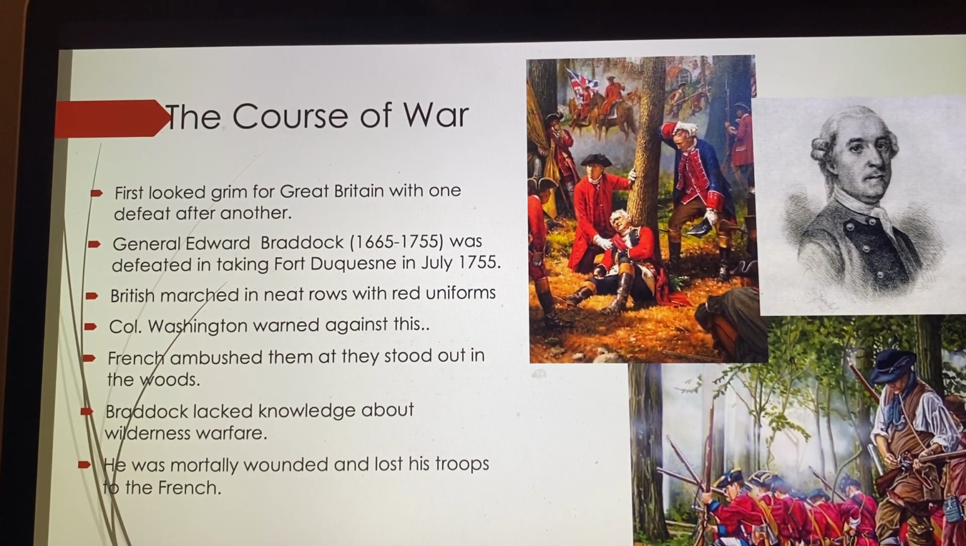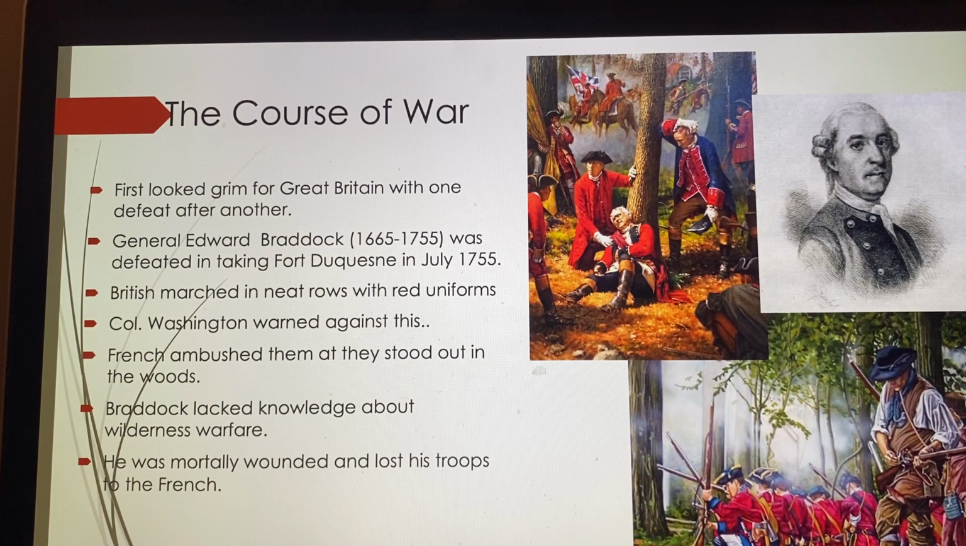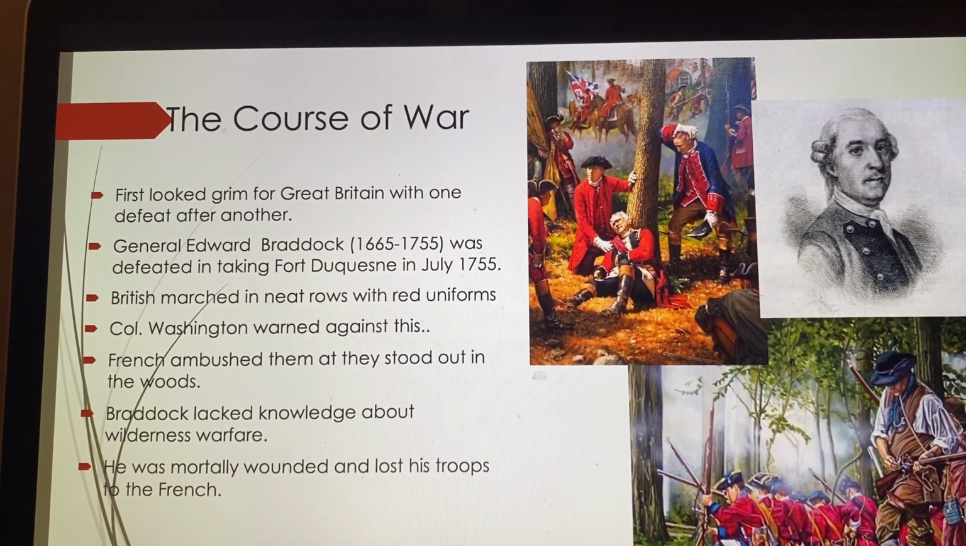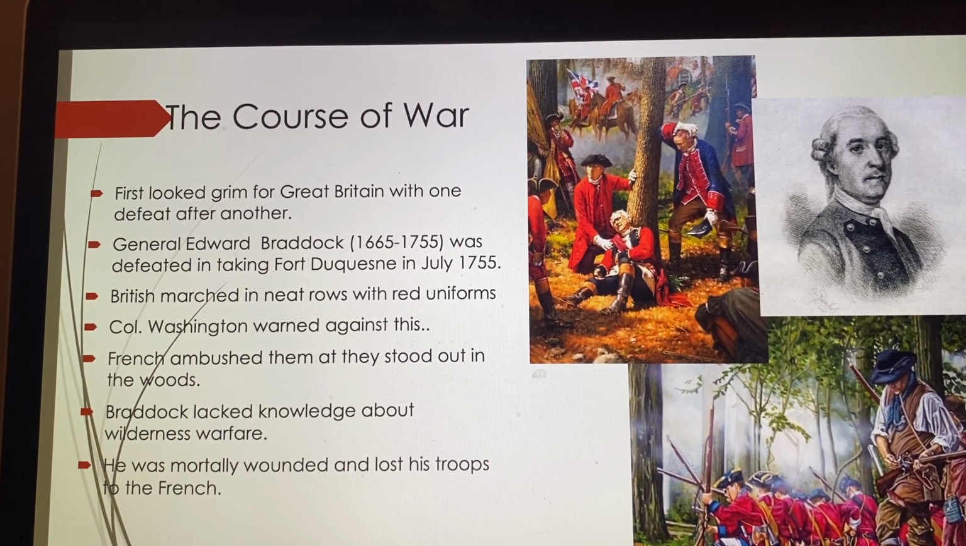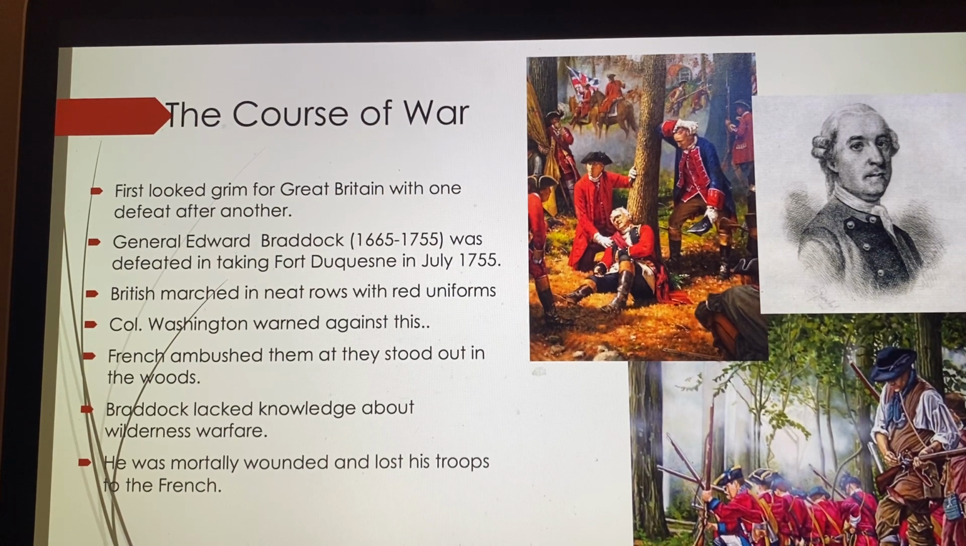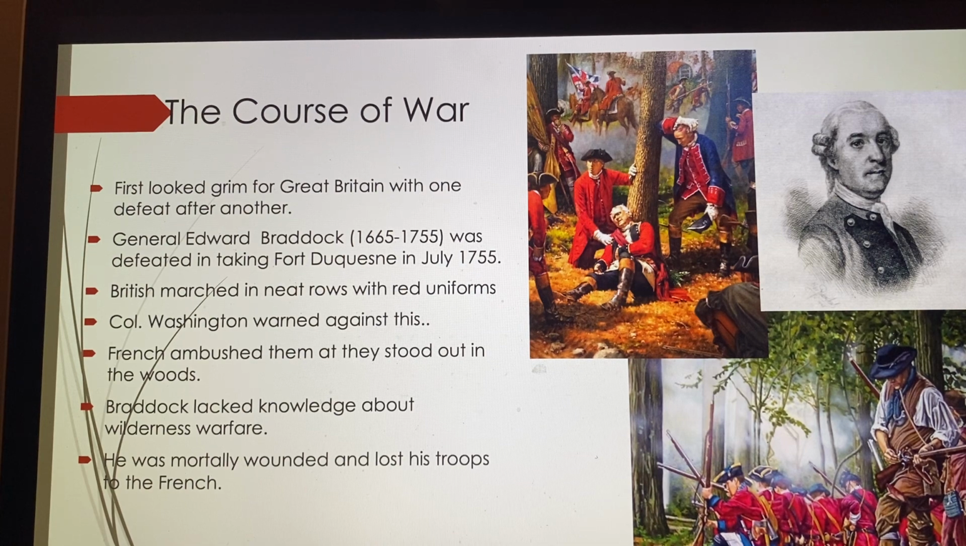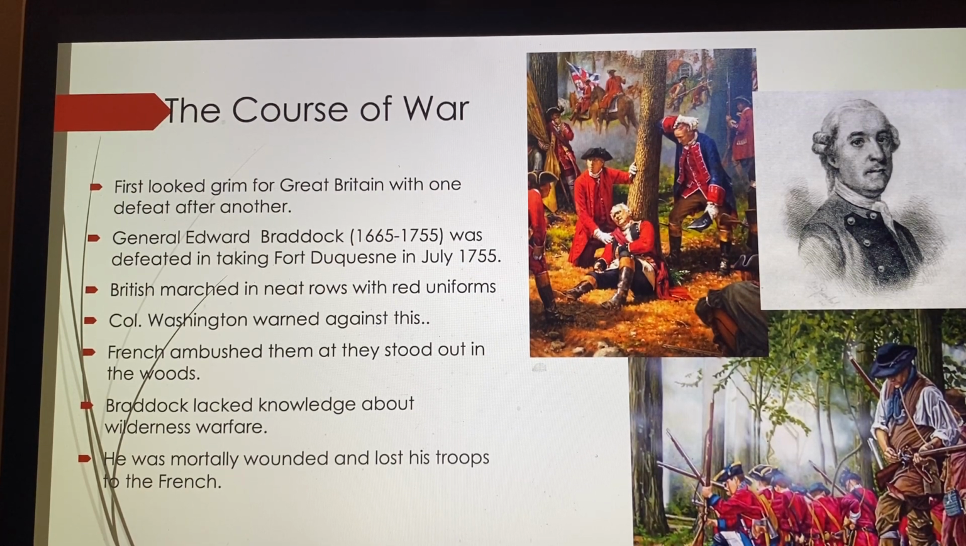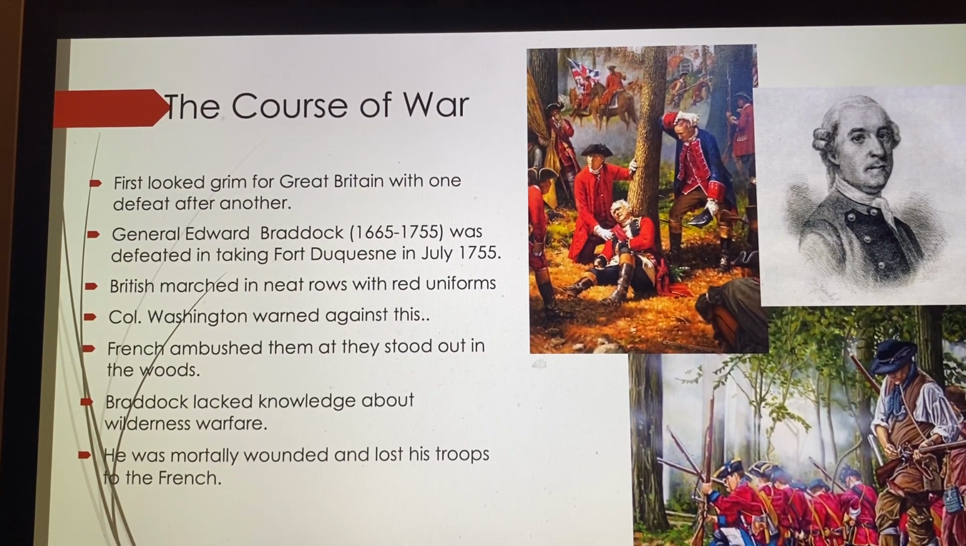So basically, the British marched in neat rows with their red uniforms, which Colonel Washington warned against. He said, "We shouldn't do this. We're going to get ambushed." And the French did come in and ambush them as they stood out in the woods.